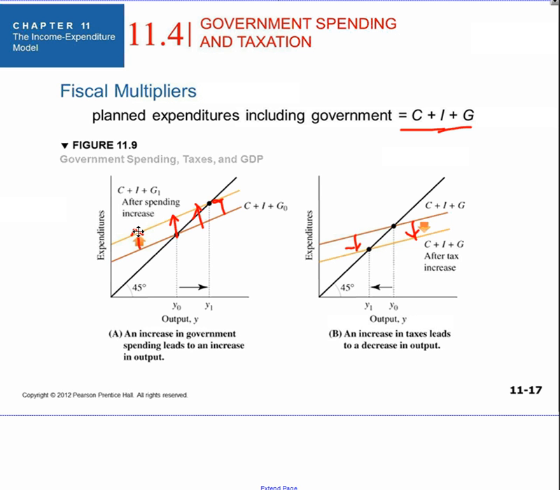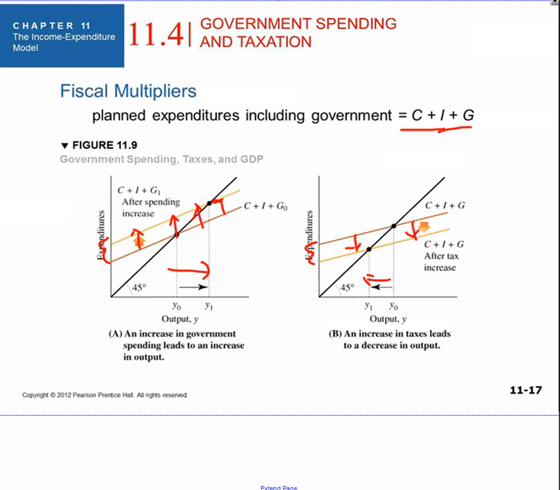Now, let's see what happens with output if we have an increase in government spending. The increase in government spending is this amount. That would cause this change in output, which we're going to have to use the multiplier to identify. And the increase in taxes, which is reflected by the change in consumption, will cause a movement from Y0 to Y1, or a reduction in output.